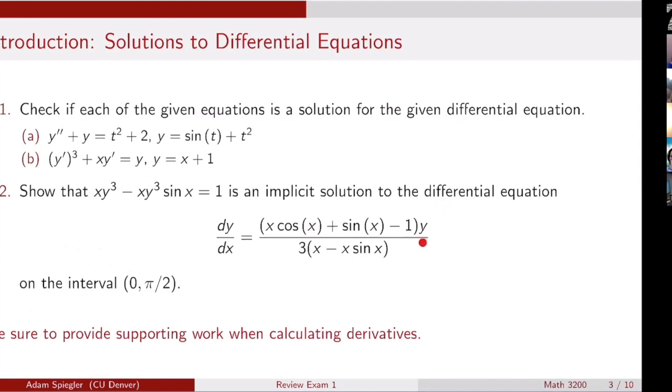This was a problem that was on the first homework assignment. I think this was one of the trickier ones because it involves some implicit differentiation. So it might be good to go back, as well as practicing your integration, practice your differentiation. And for the same thing, definitely provide supporting work when you're showing your derivatives, as well as with your integration.